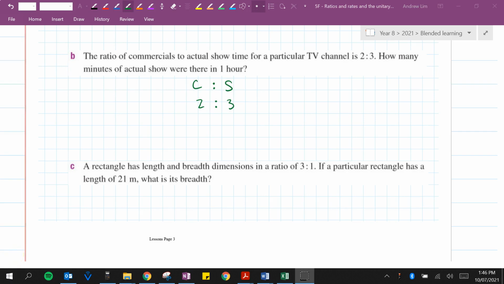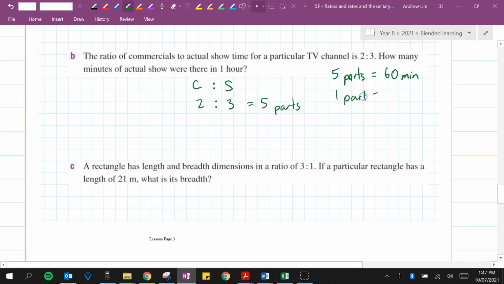From a previous lesson of rates, we looked at how to divide a quantity by a given ratio. We can see here that the ratio is 2 to 3, which means that there are 5 parts. Now 5 parts is equal to 1 hour, or we can say 60 minutes. So 1 part has to be equal to 60 divided by 5, or 1 divided by 5 times 60, which is 12 minutes.